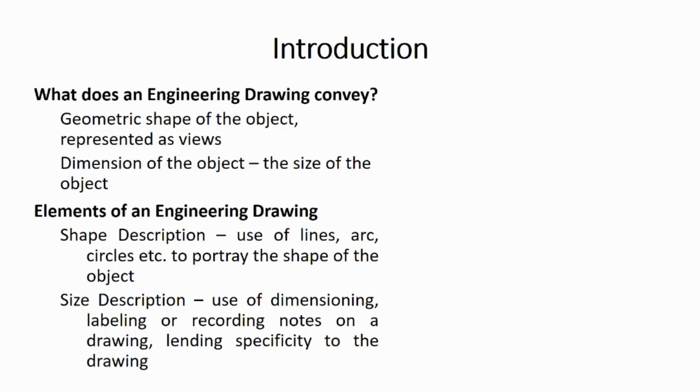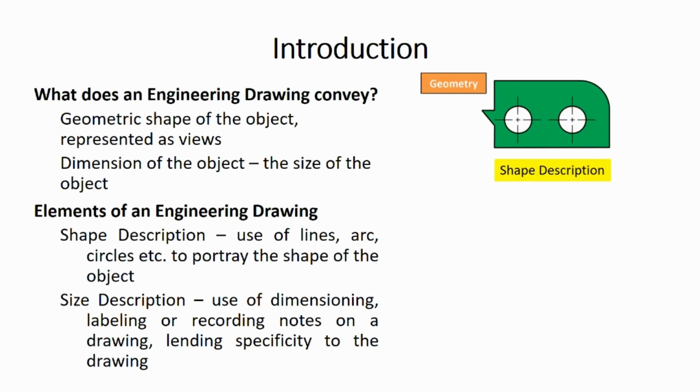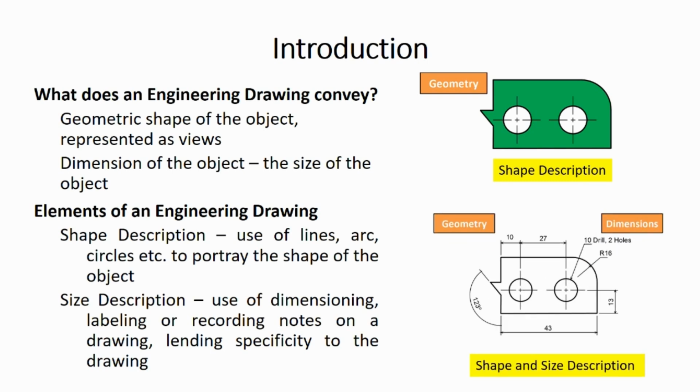Every engineering drawing has two significant things to convey: the geometric shape of the object and the related dimensions of the object. So, any engineering drawing has two essential elements: shape description and size description. For shape description, a combination of lines, arcs, circles, etc. are brought into use to depict how an object looks like. In order to lend specificity to the shape description, every shape description of the object is complemented with size description that includes dimensioning, labeling, or recording of notes on a particular drawing.